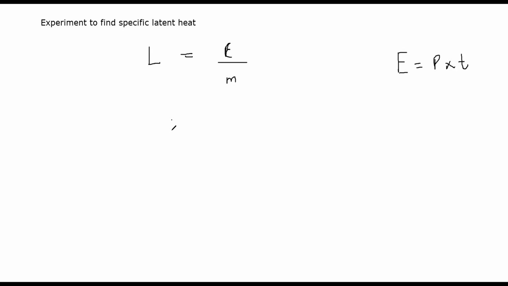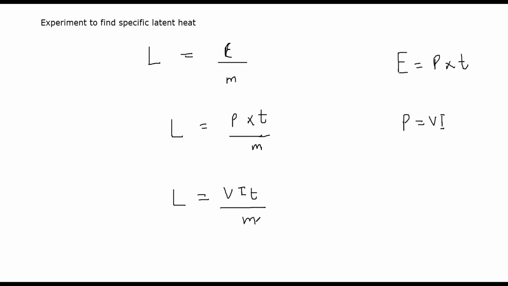So latent heat will be equal to power multiplied by time divided by mass. But power, you don't know directly. You calculate the power also by a direct method. The power is a product of voltage and current. So the practical formula to calculate latent heat is equal to voltage multiplied by current multiplied by time divided by mass. So this is the practical formula to calculate the latent heat.